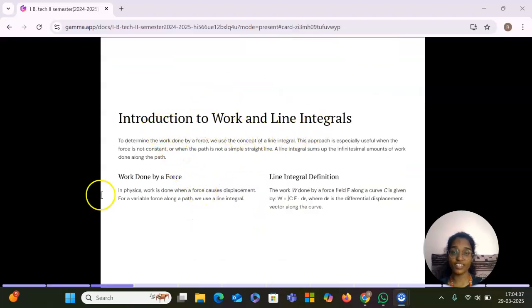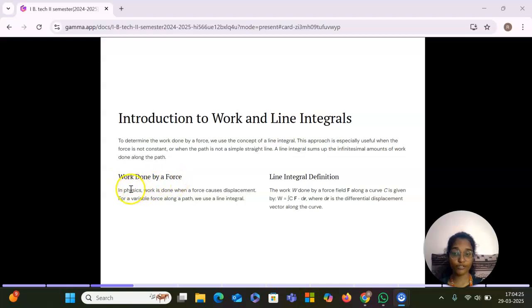Introduction to work and line integrals. To determine the work done by a force, we use the concept of line integrals. The approach is especially useful when the force is not constant or when the path is not a simple straight line. A line integral sums up the infinitesimal amount of work done along the path.